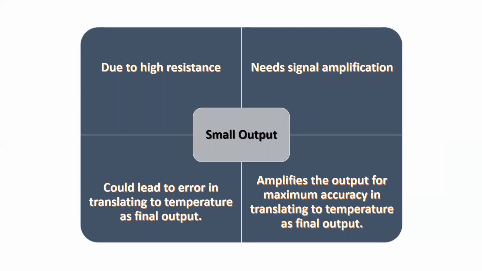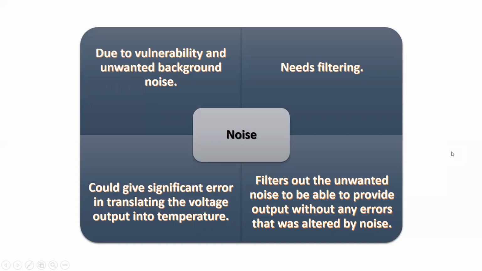Now moving on to the second problem, noise. This happens due to the vulnerability of the RTD in the cables and too much background noise. Unwanted noise can occur, which in turn will mislead the temperature measurement. This is what we don't want and we want to fix it. As this could give significant error in translating the voltage output into temperature, unwanted noise has to be filtered.